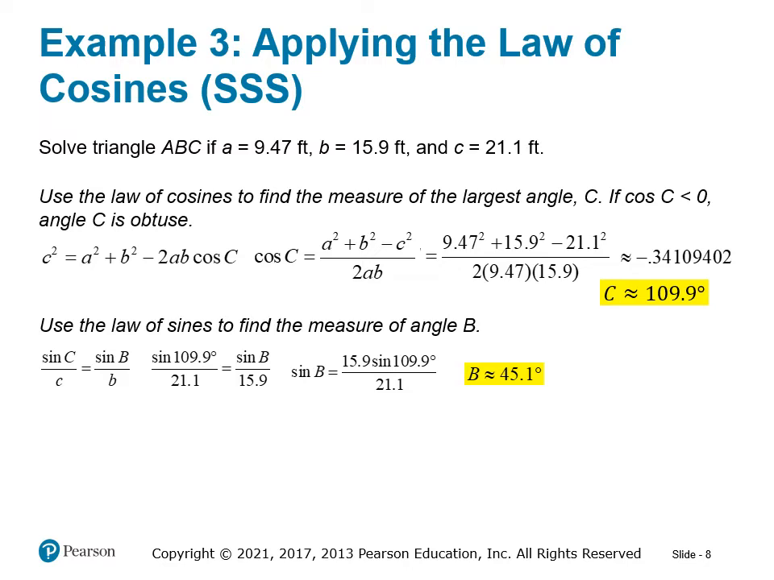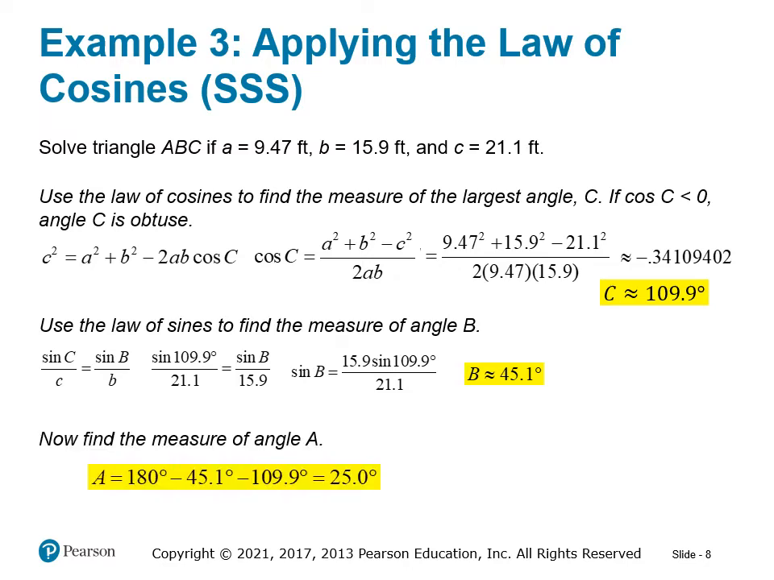for angle B. And then, of course, to find angle A, we subtract the two known angles from 180, because the angles of a triangle add up to 180. So we subtract the two that we know, and we get 25 for our last angle. Okay.